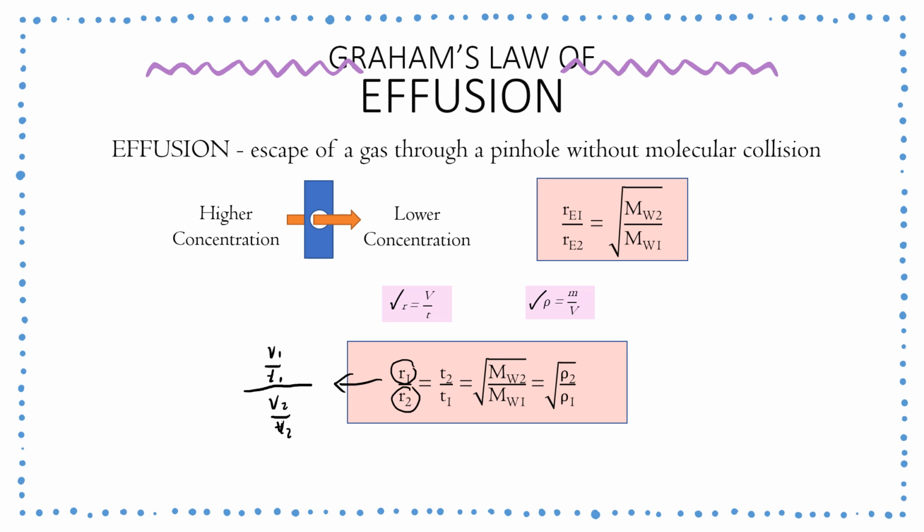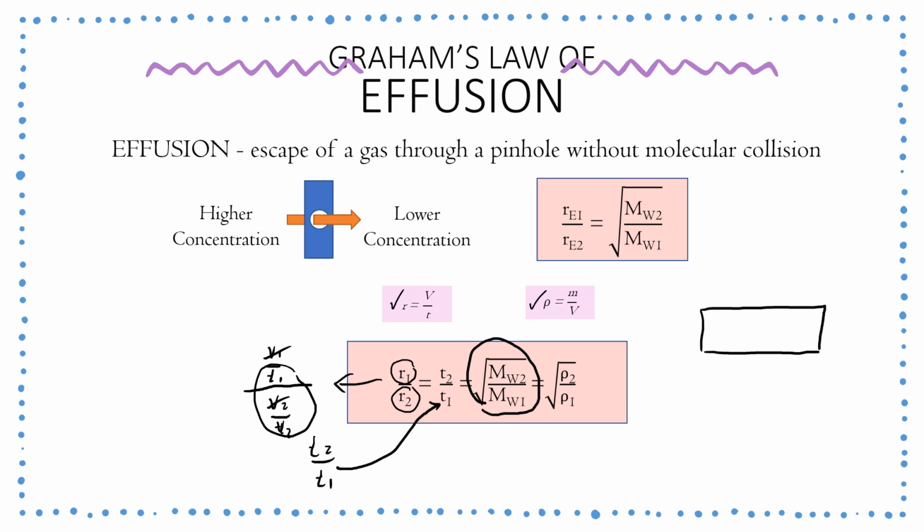Since we're talking about diffusion here and we assume that there is only one container, the volume is equal, so we can cancel this out, and then we can have T2 over T1, which is equal to this, and we know that R1 over R2 is also equal to this. The same is true for density. Density is equal to m over v. Since we have the same volume, it is cancelled out. Okay, so that's fine.